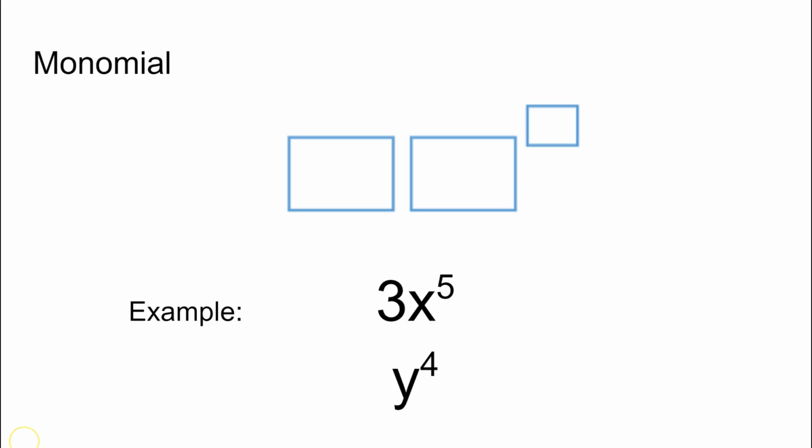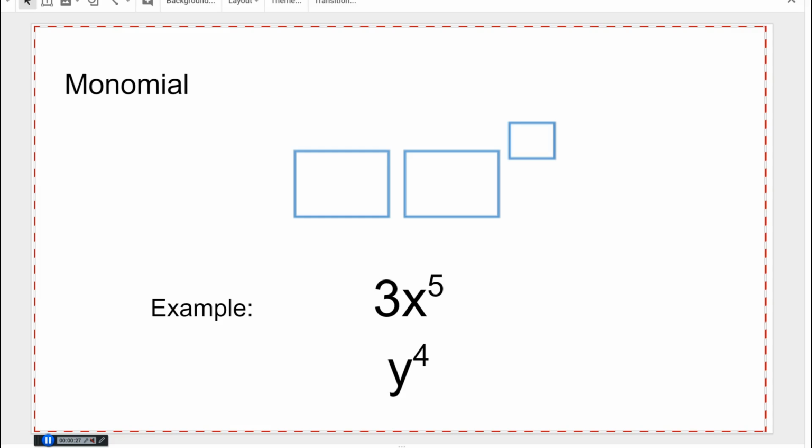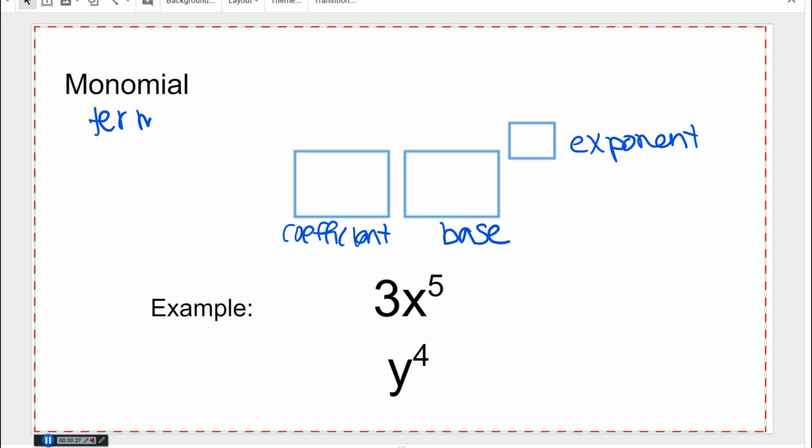We're going to begin with anatomy of a monomial. A monomial has 3 parts. The first part is a coefficient. The coefficient is the number in front of the base or variable. If you don't see a coefficient, the coefficient is 1. Next is the base. This can be a number or a variable. And then next is the exponent itself. So this is a monomial or a term.